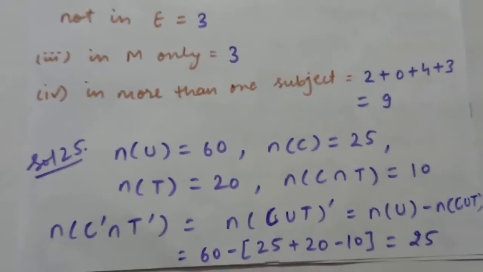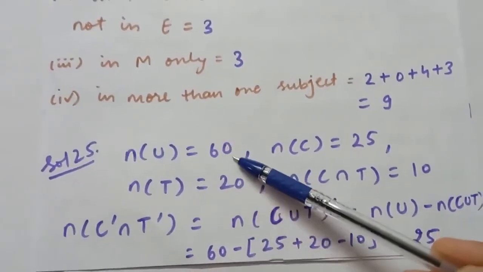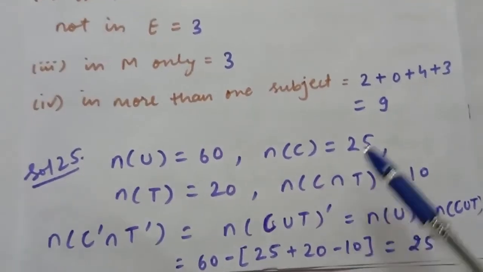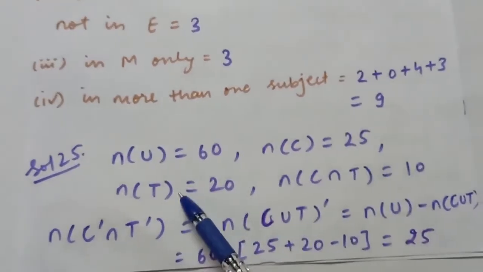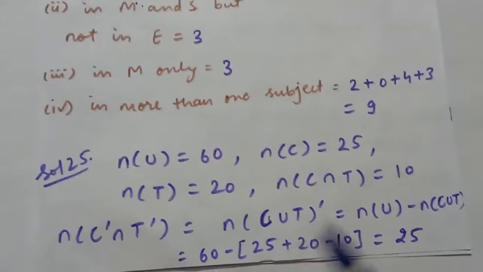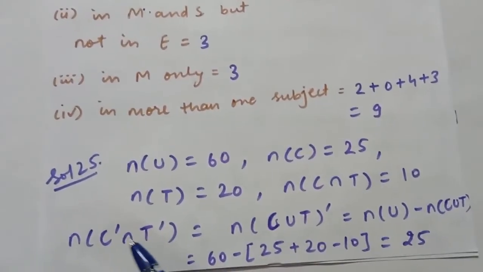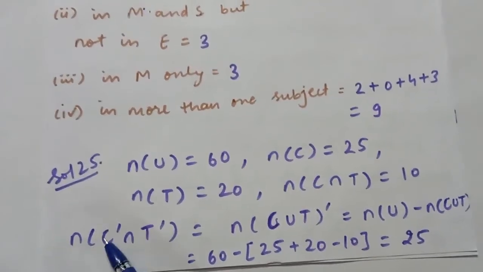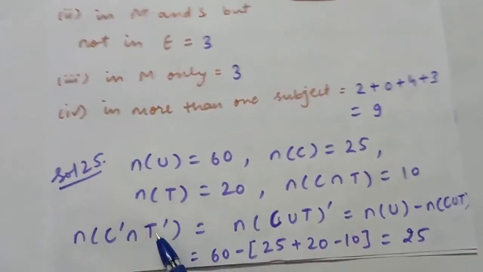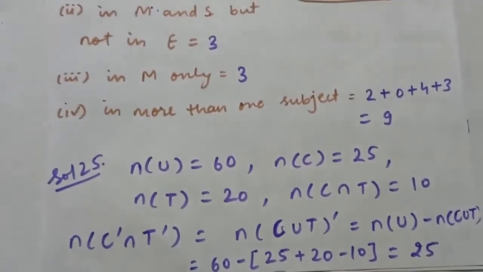Now the question number 25, in which the universal set is given as 60, number of people who play cricket is given as 25 and who play tennis is given as 20, and number of people who play both the games is given as 10, and they asked to find the number of people who do not play cricket and who do not play tennis. That is the number of people who do not play any of the games.